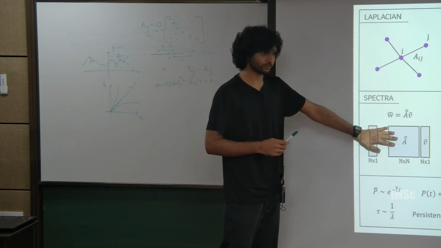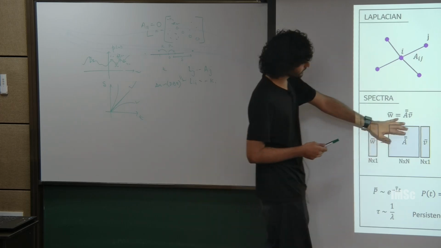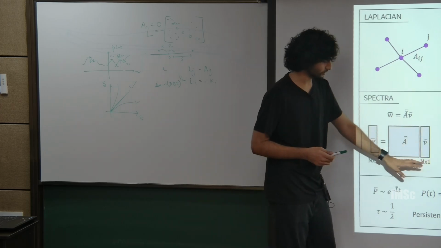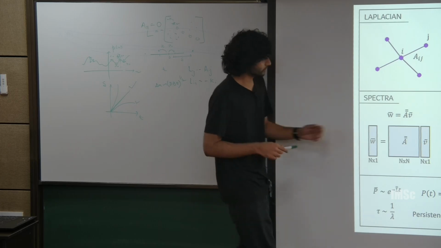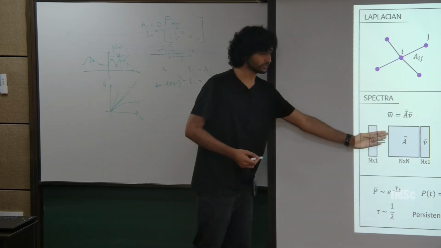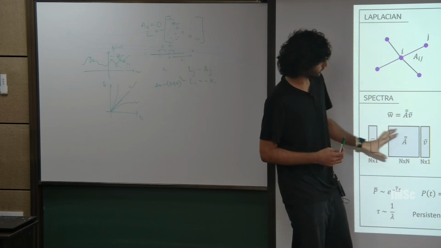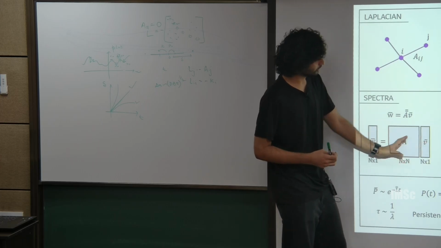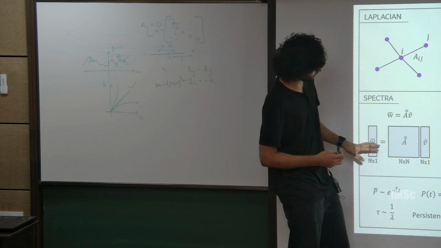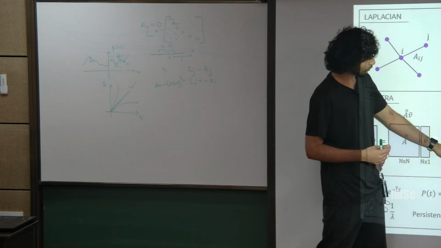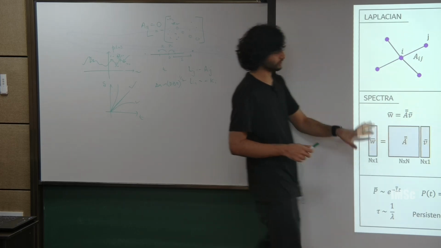If you have a matrix of size, let's say n cross n, and it acts on a particular vector of size n cross 1, you'll get some new vector after this matrix acts on the vector. And you can imagine this operation, where A multiplies with V to give you a new vector, as just rotation and scaling in some space.